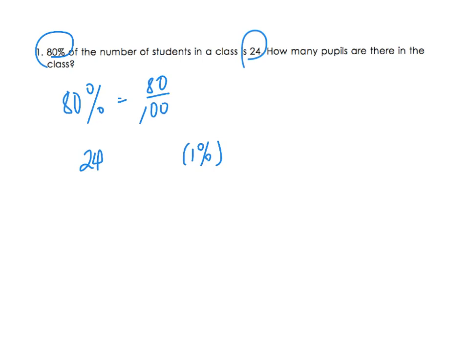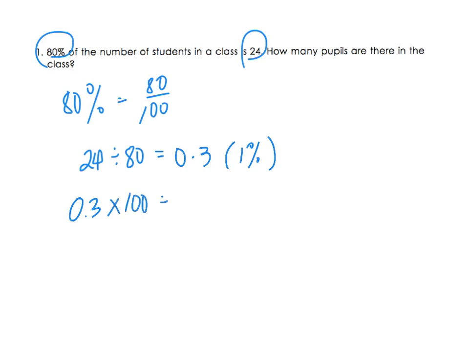So, let's begin. 24 can be divided by 80 parts. This will result in 0.3. Now, there's no such thing as a 0.3 student, but this value can represent 1% of the population. It's not realistic, but in terms of the use of 100 parts, this is what we have. Now, let's try to multiply 0.3 times 100 parts. We will get 30 pupils.